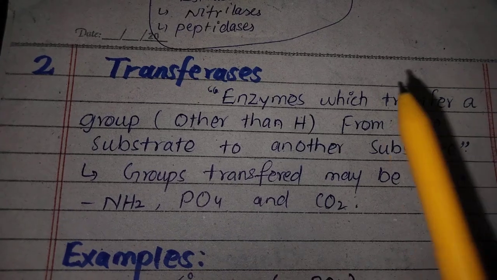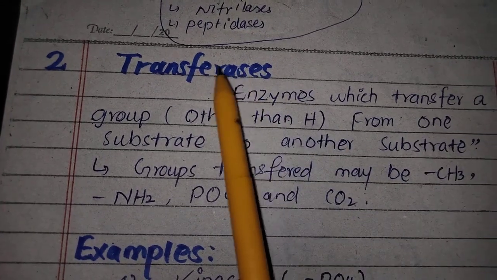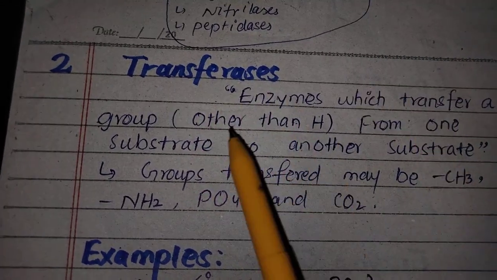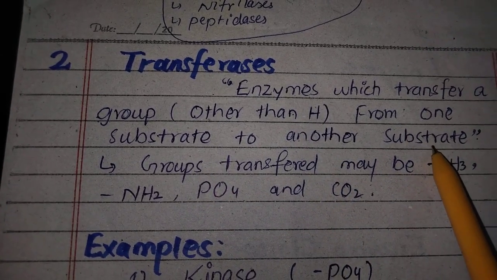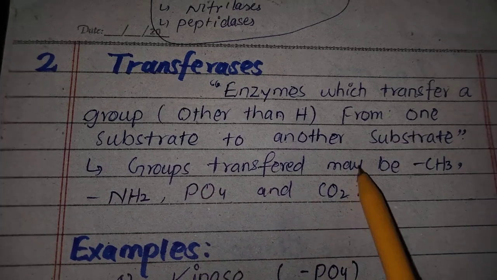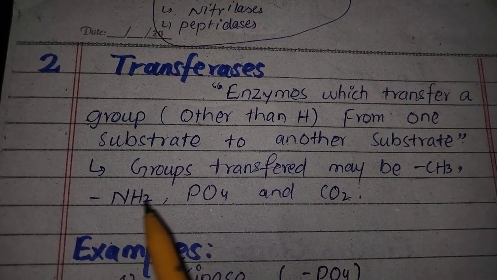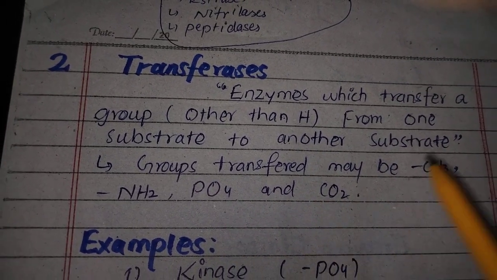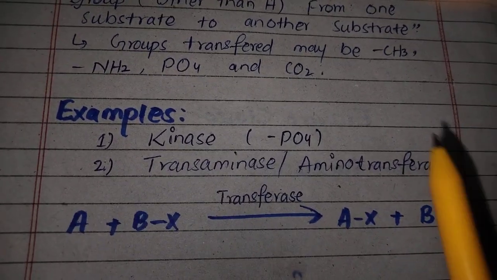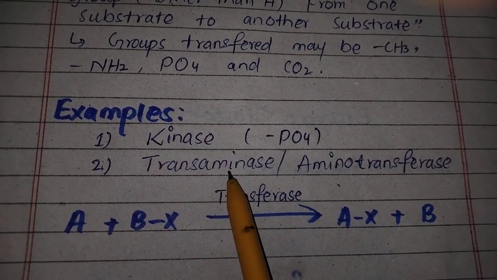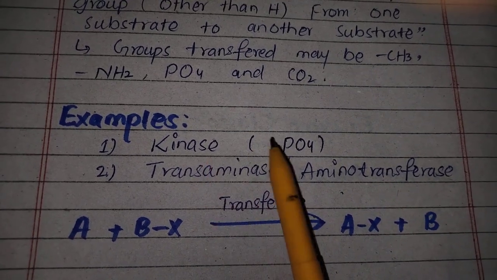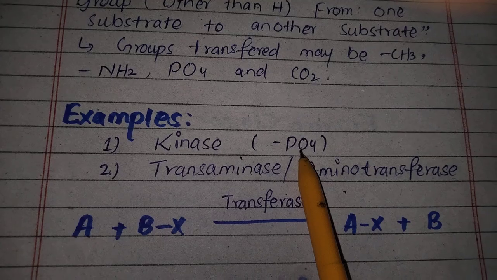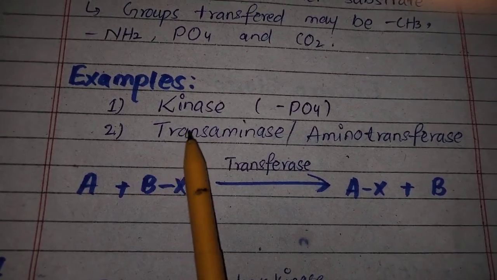Next classes of transferases. The name itself shows that they transfer a group other than hydrogen from one substrate to another substrate, and the group being transferred may be any methyl group, amino group, phosphate group, or carbon dioxide, anything else. Here are the examples: kinase and transaminase or aminotransferases. Kinase often transfer phosphate group, keep in mind, and transaminase, it is second class.